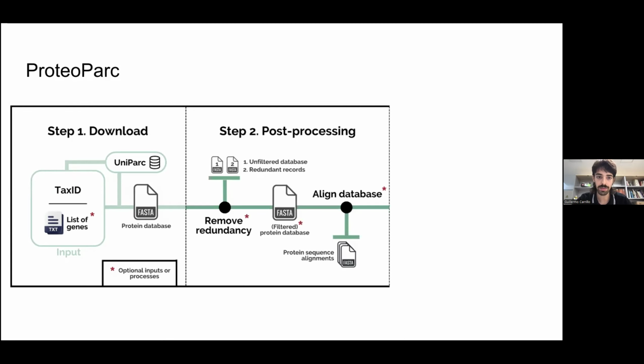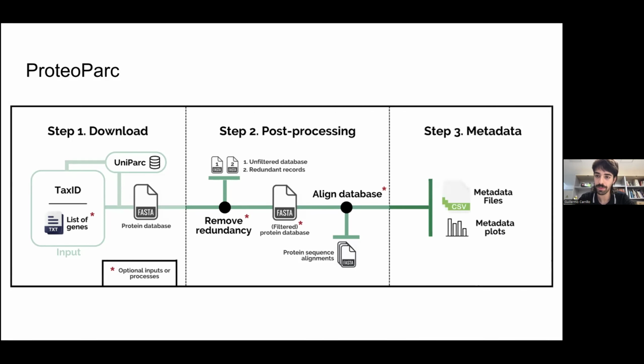Then it processes the database, removing the redundancy if it finds two records that have been downloaded twice, or records that are a fragment of another record. So there's also redundant information there. And there's also an option for aligning the database, so you can easily input the multiple sequence alignment into a multiple sequence alignment visualizer to see if there are some records that are really not good quality, and you can get rid of them from your database.